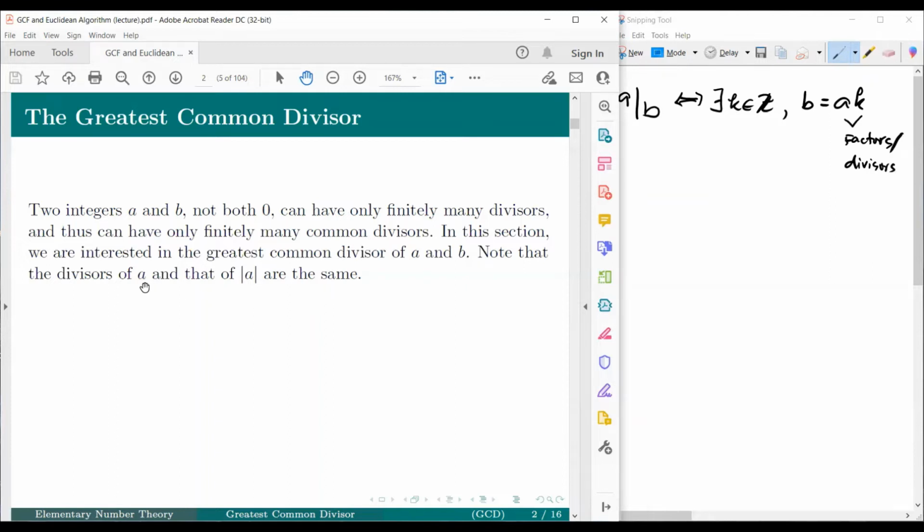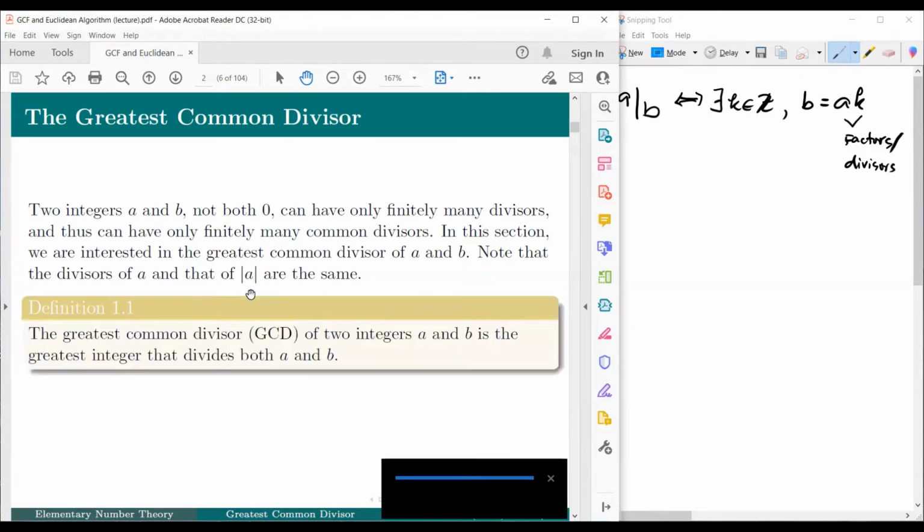Why is it that the divisors of a are the same as the divisors of the absolute value of a? Now the definition, rather. The greatest common divisor, or GCD, of two integers a and b is the greatest integer that divides both a and b.